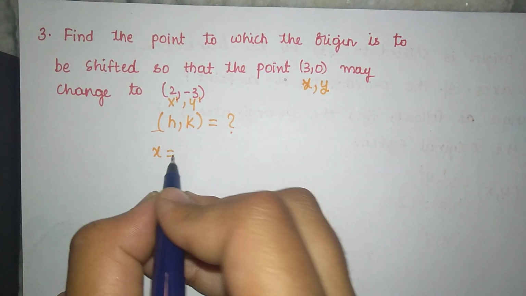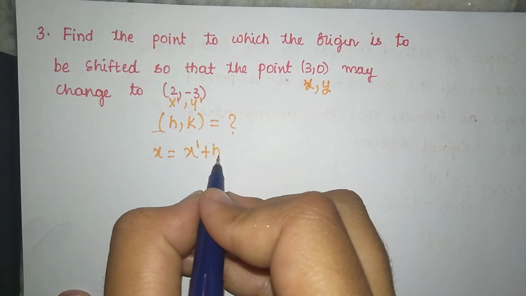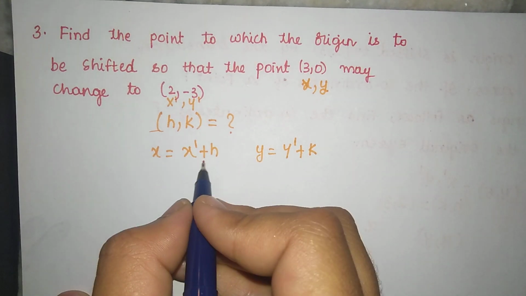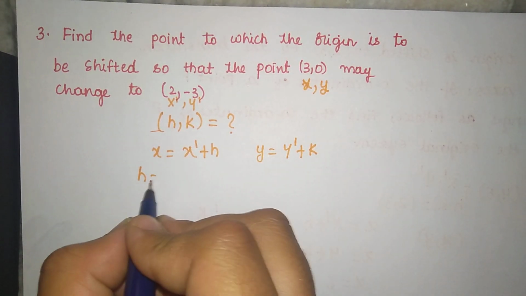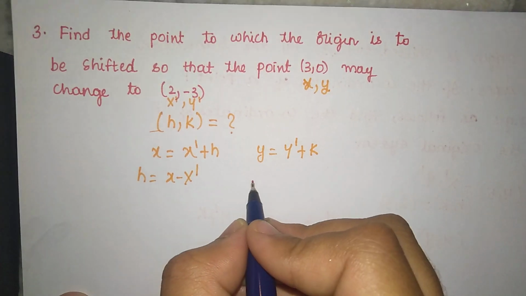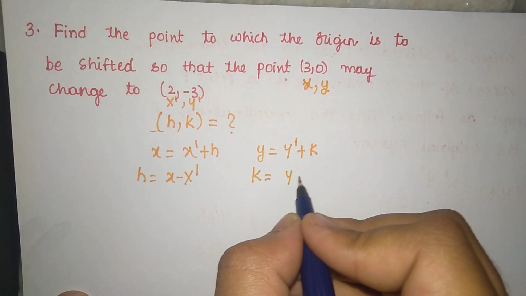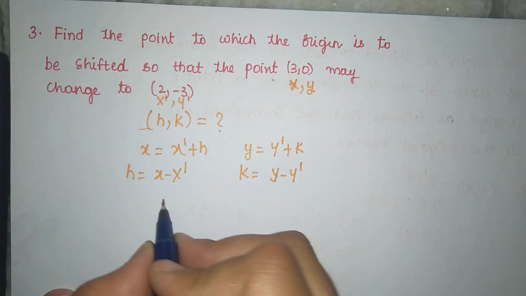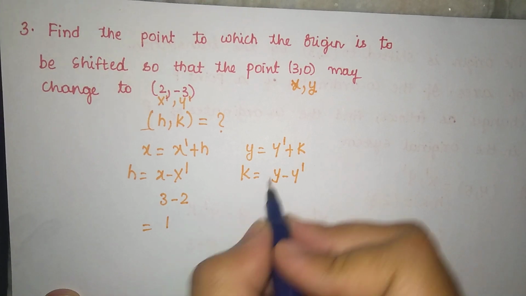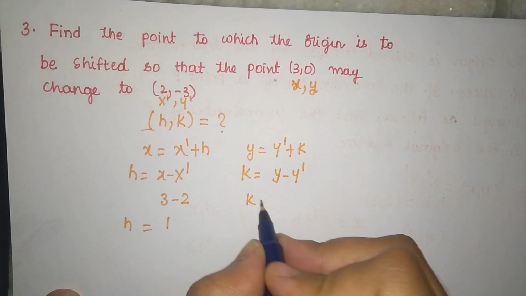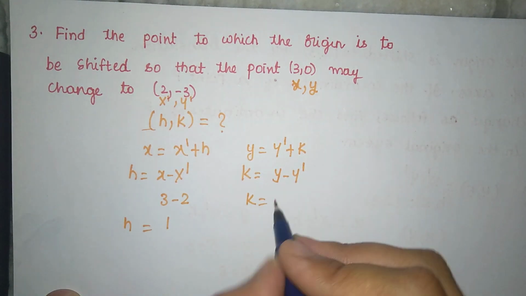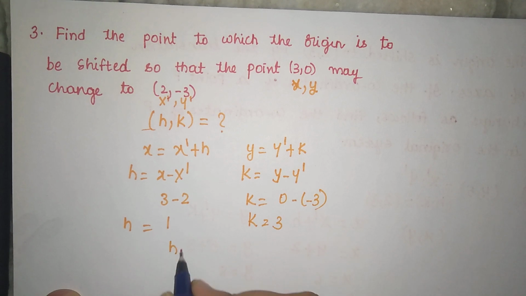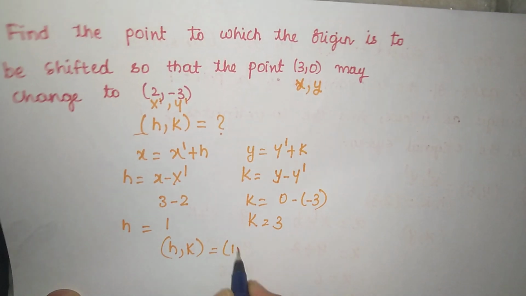We have the formula small x is equal to capital X dash plus h. Small y is equal to capital Y dash plus k. So we have to find out h. For h what is the formula? Small x minus capital X dash. For k what is the formula? Small y minus capital Y dash. So here you can see 3 minus 2, that is 1. h is equal to 1. What is k? Small y, 0 minus 3. 0 minus of minus 3. That means k is plus 3. So h comma k are 1 comma 3.